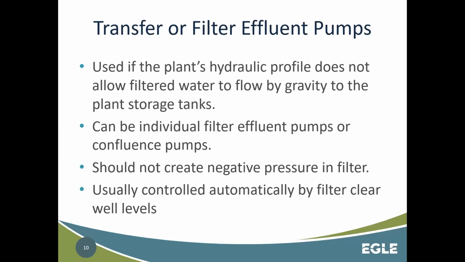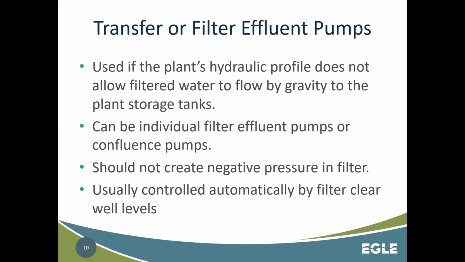So then once we go through that filter gallery, right, we're taking our clear water, our finished water, and now we go through our transfer or our filter effluent pumps. All right. So the transfer pumps within the plant are used if the plant's hydraulic profile does not allow filtered water to flow by gravity to the plant storage tanks. So we're talking clear wells, reservoirs on site, water being stored to be pumped out to the distribution system. So it's going to take that pump, that's a transfer pump, to get those in those reservoirs.